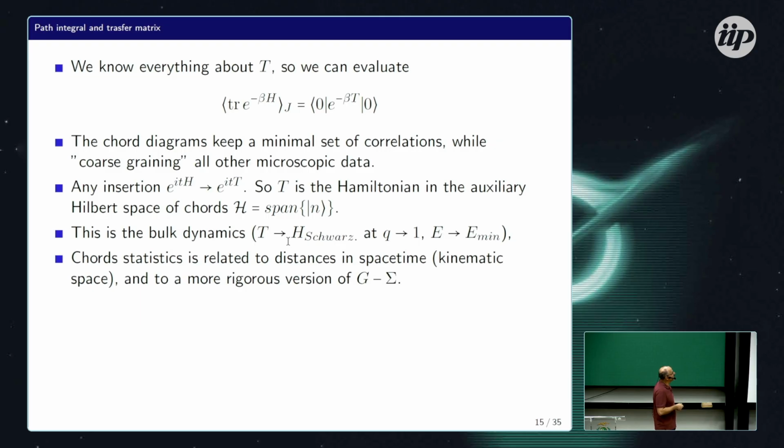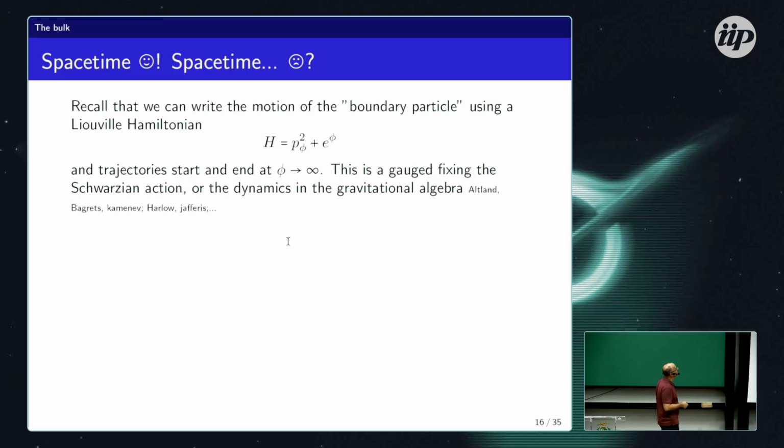And the point is that this goes over to the Schwarzian at the Q going to one limit when I go to the minimal energy in the system. So I just want to remind you how we see that we have space-time. Let me remind you that the whole business of JT translates to the dynamics of the boundary particle.